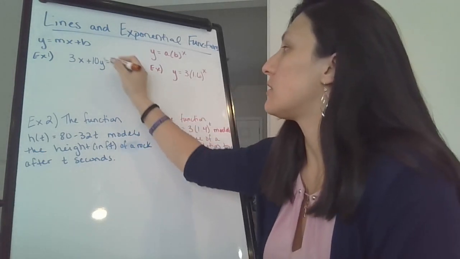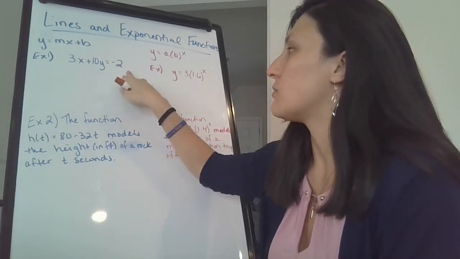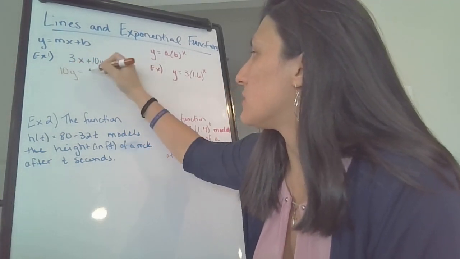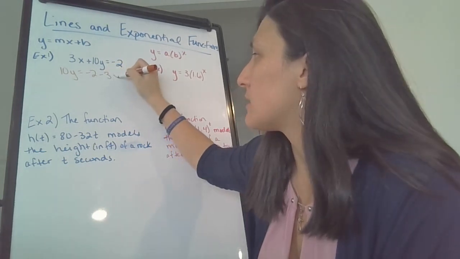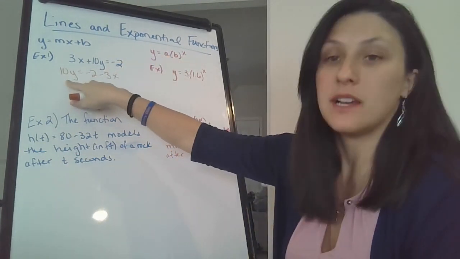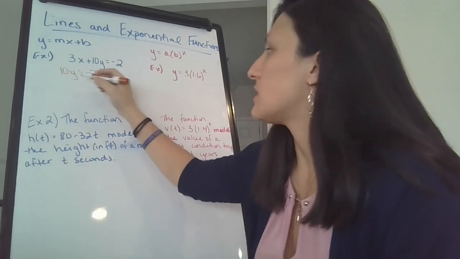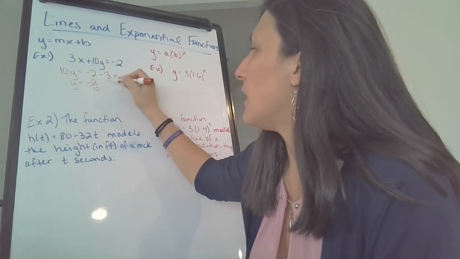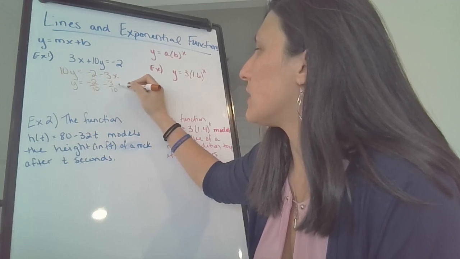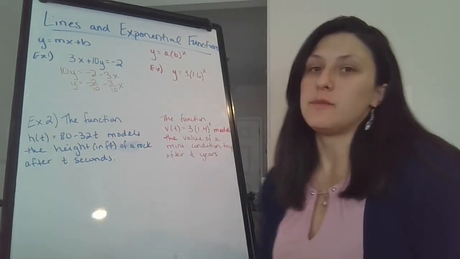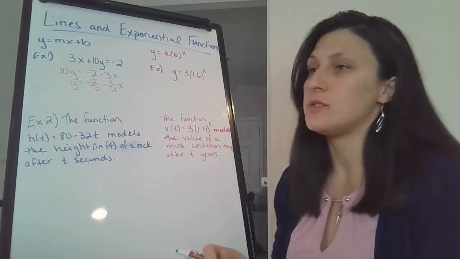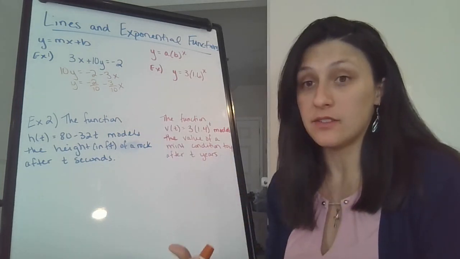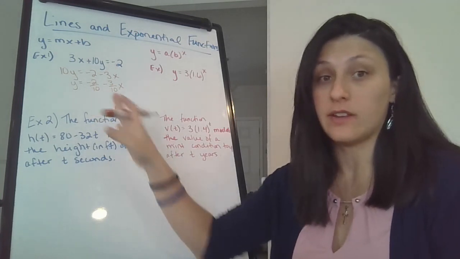So to get this to look like y equals, we have to subtract 3x from both sides. That will leave us with 10y equals negative 2 minus 3x. And then we have to divide both sides by 10. So divide both sides by 10, you will get negative 2 over 10, and then negative 3 over 10 times x. I'm just going to leave them as fractions. You could write them as decimals if you want, but if you're looking for an exact answer and you don't want to approximate it, then fractions are fine.